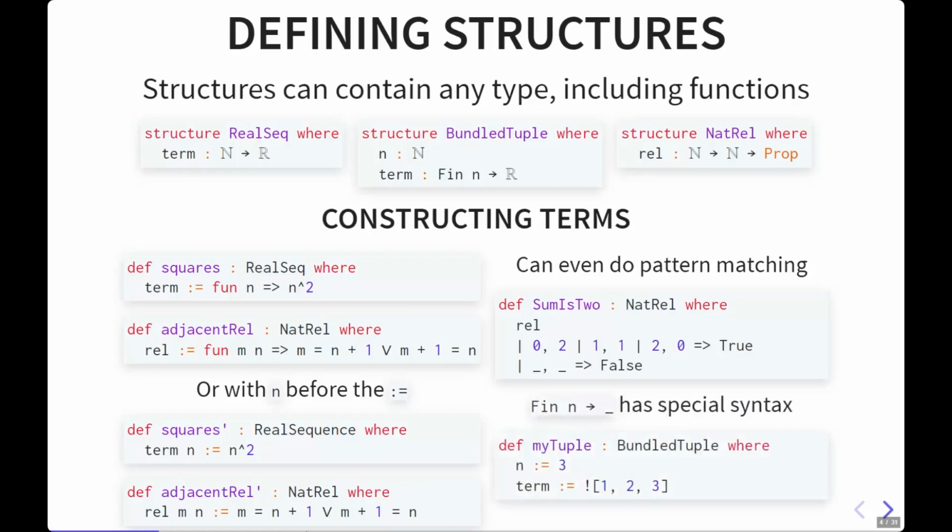This bundled tuple case, we saw this notation at the end of the previous talk, this exclamation mark. So exclamation mark square bracket 1 2 3 is creating a term of type Fin 3 to the real numbers. And so we've specified in there just to say there are 3 elements. But generally, the point of the slide is that you can put all sorts of things inside a structure. They don't just need to be values. And there is special notation for functions.